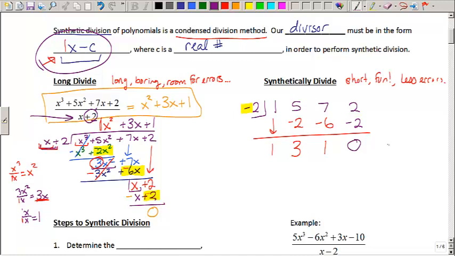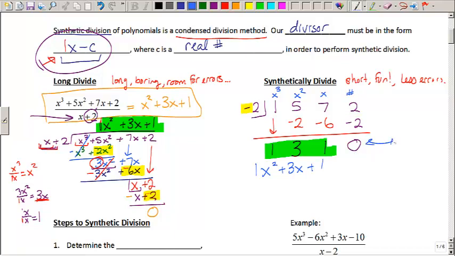So let's take this information and interpret it. We've noticed that the same numbers appeared at the end. Our answer is the same answer up here as long as we drop the exponents by 1. This will get me 1x, this was an x cubed, but now I'm going to drop it to x squared, plus this was an x squared, I'm dropping down to 3x. This was the x column, I'm going to drop it down to a constant. And this was the constant term, but now this is going to be my remainder.